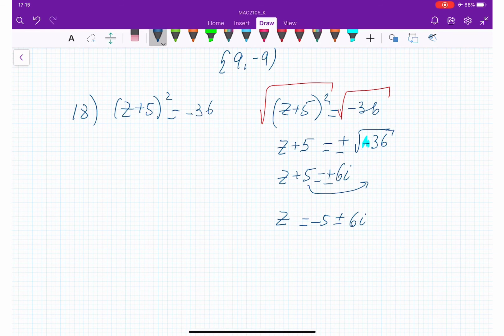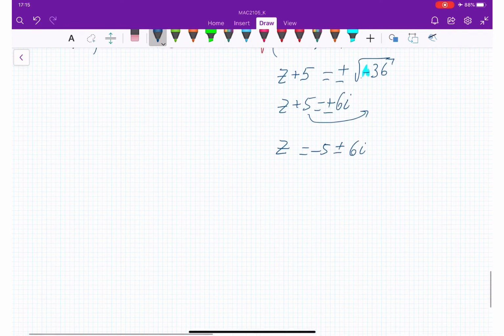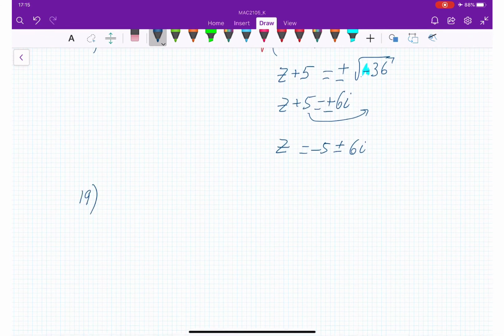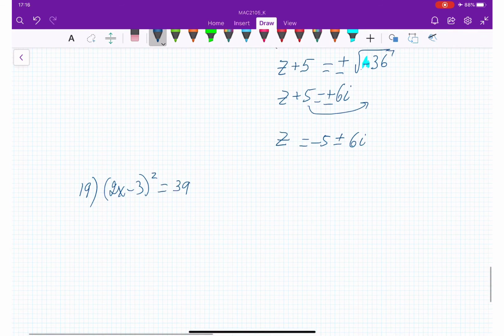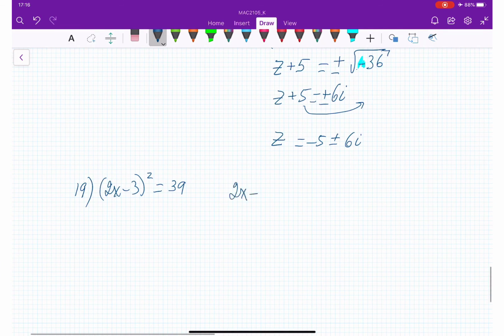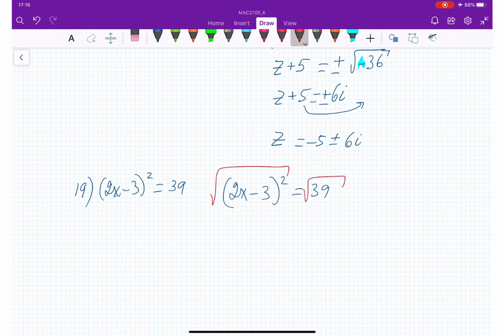Next one. All right. Next one is going to be the following, the last one. Similar one. It is (2x minus 3) squared equal to 39. So we take (2x minus 3) squared equal to 39. Same way, because we have squared, we take the square root, and we get 2x minus 3 is equal to plus minus the square root of 39.